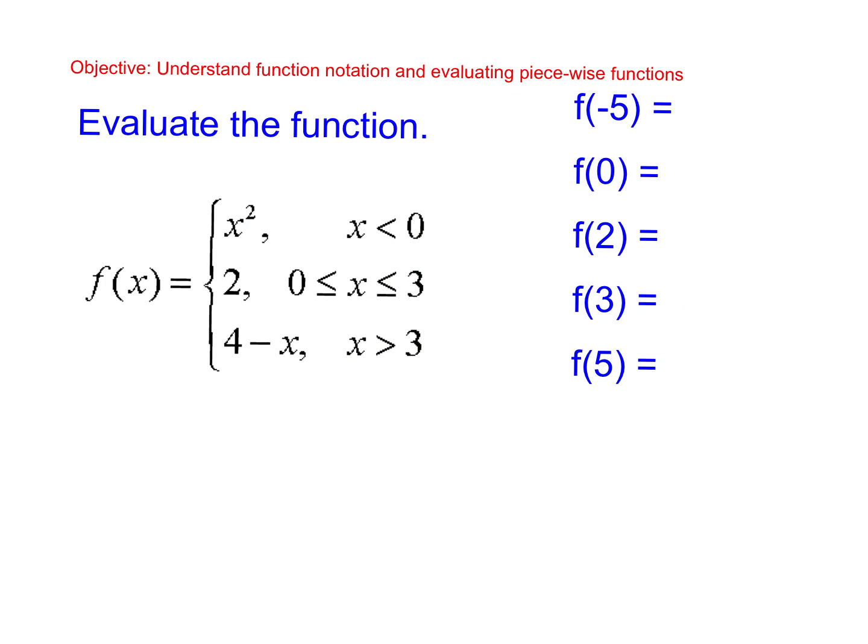All right, pause and try this one on your own. All right, so negative 5, that's the top, right? Because negative 5 is less than 0, so that gives us 25. 0, we have to go where it's equal to, so we're going to go to the middle. It's just a 2. 2 is between 0 and 3, so again, 2, and then 5 is greater than 3, so we get negative 1.